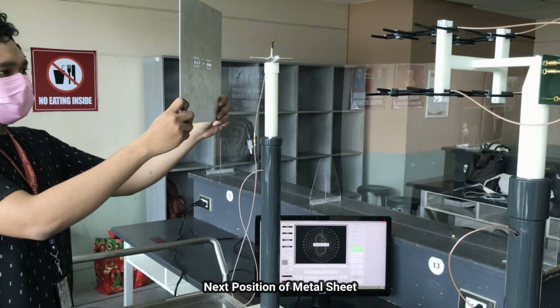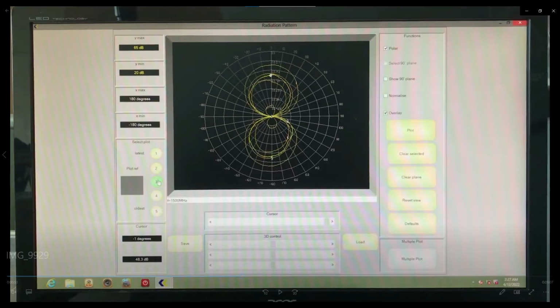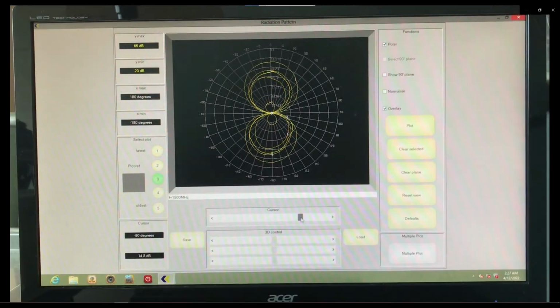For the next setup, it shows the setup with the metal sheet facing the generator tower at 45 degrees. Based on this result, at 0 degrees, the signal is around 48.3 decibels, while at 90 degrees, the signal is around 14.8 decibels.